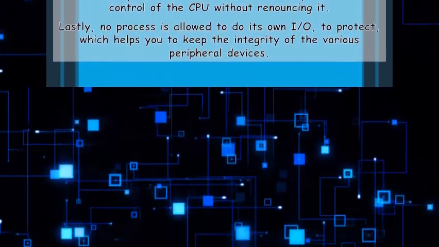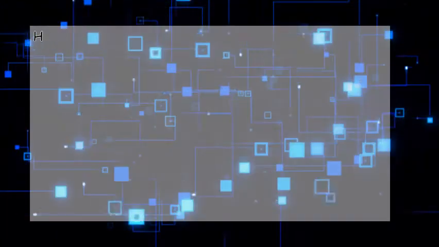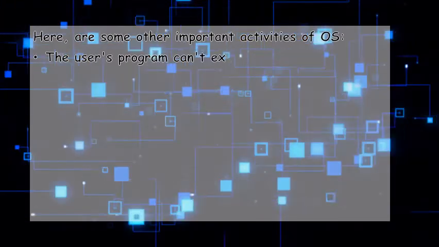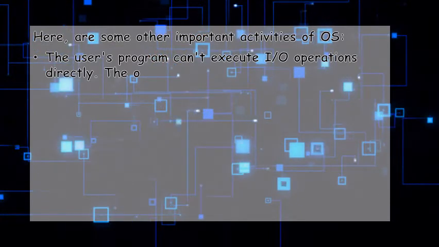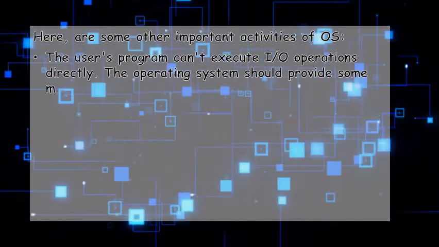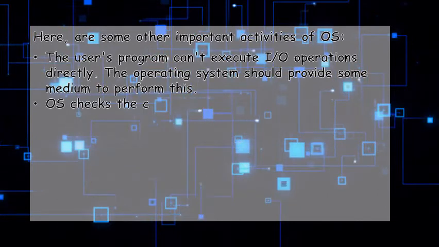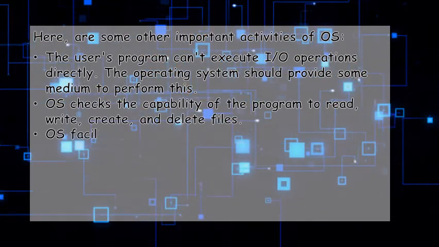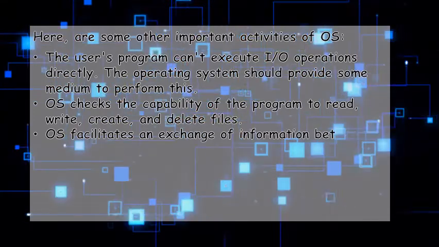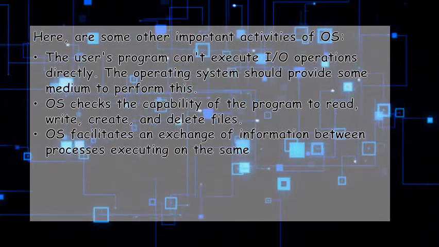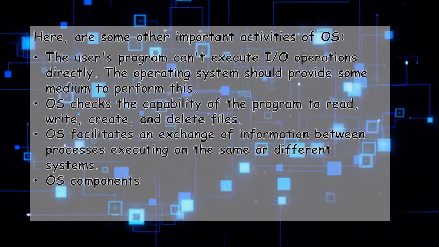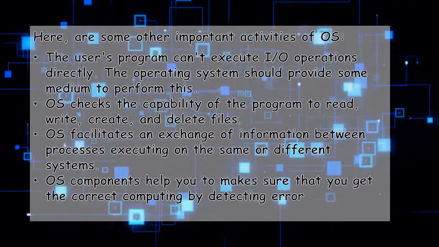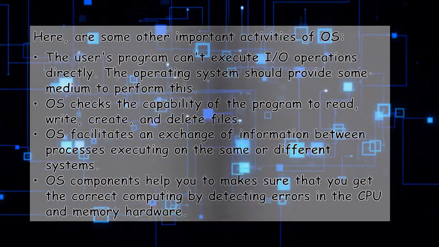Here are some other important activities of OS. The user's program can't execute I/O operations directly. The operating system should provide some medium to perform this. OS checks the capability of the program to read, write, create, and delete files. OS facilitates an exchange of information between processes executing on the same or different systems. OS components help you make sure that you get correct computing by detecting errors in the CPU and memory hardware.